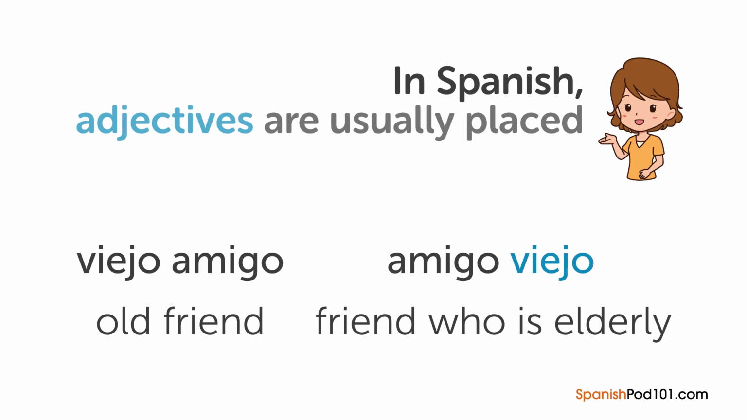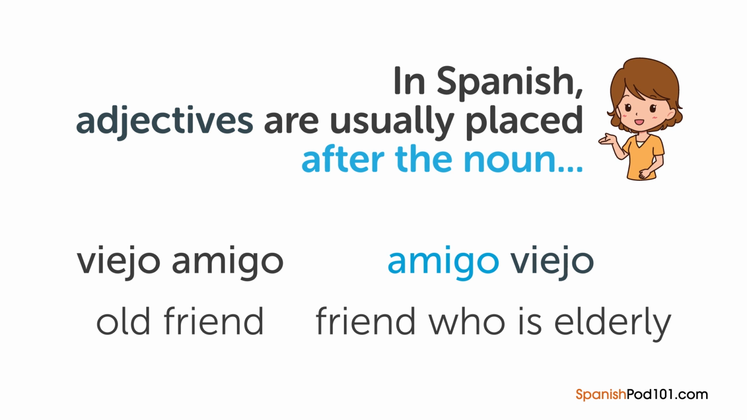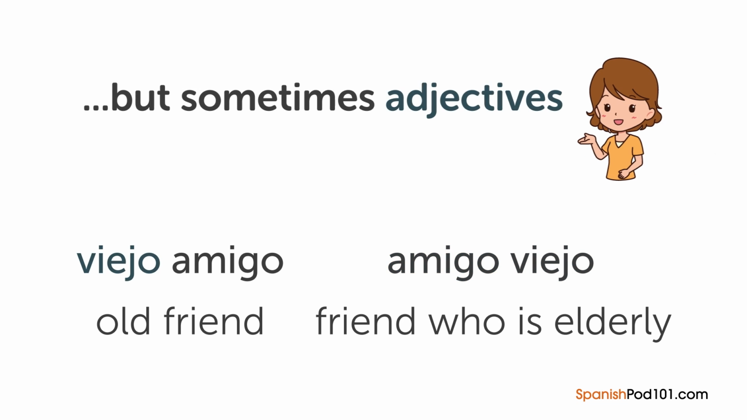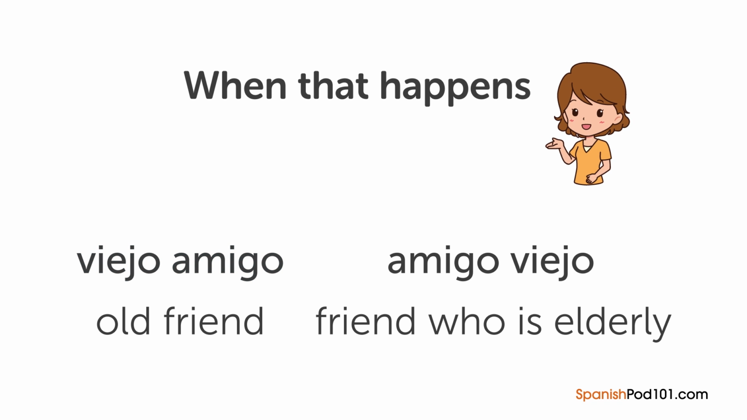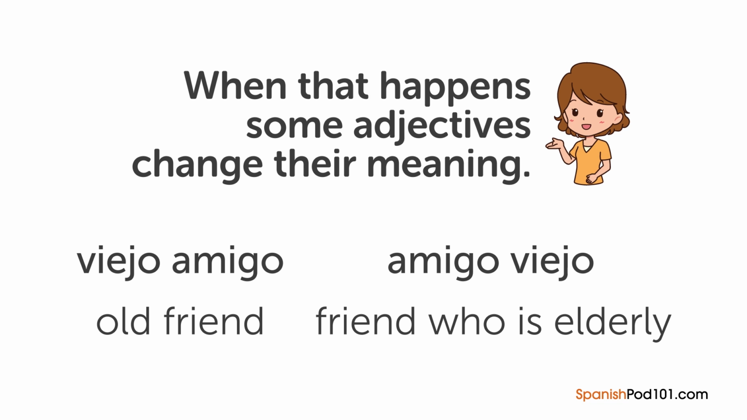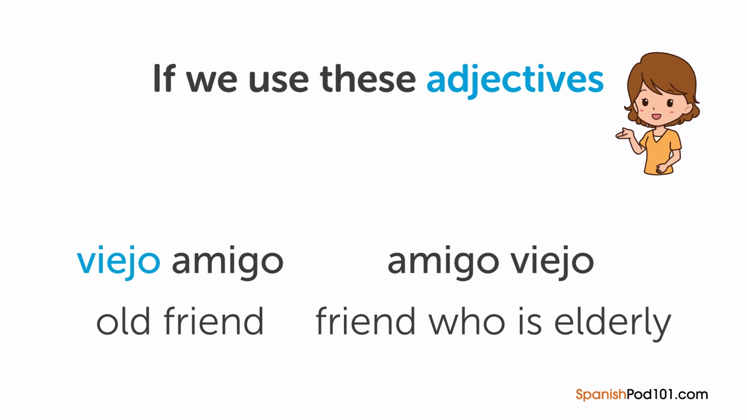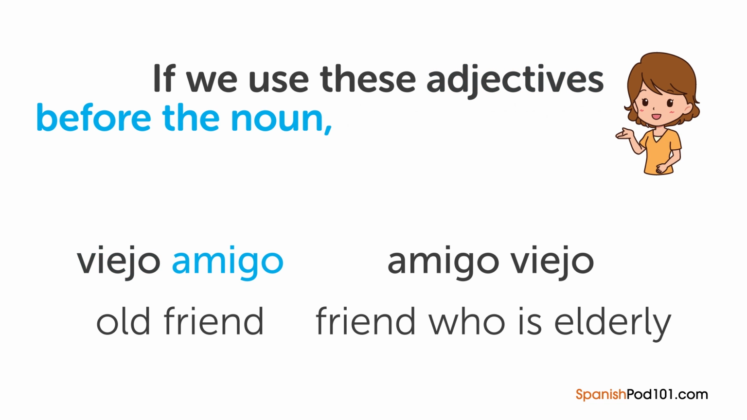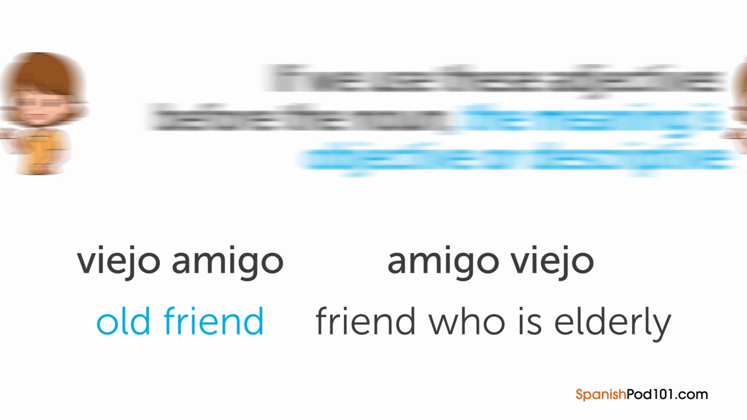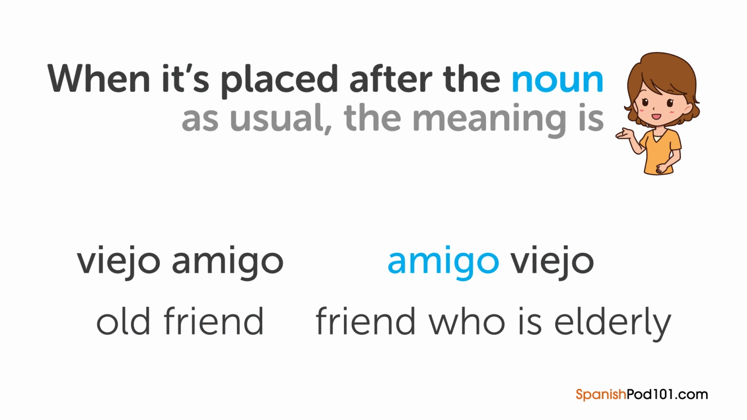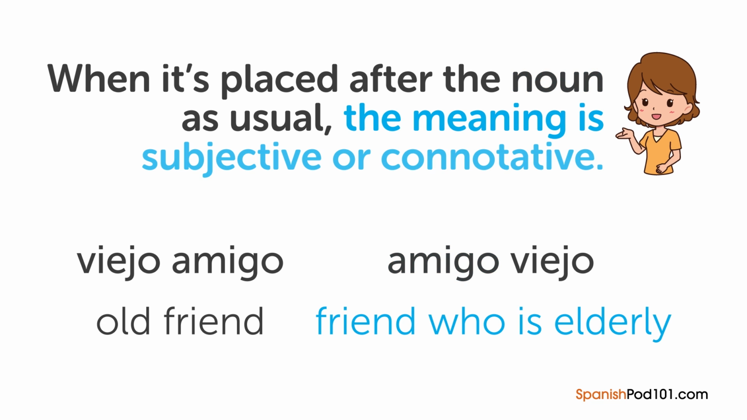The question for this lesson is: why is the adjective sometimes written before the noun in Spanish? In Spanish, adjectives are usually placed after the noun, but sometimes adjectives precede the noun. When that happens, some adjectives change their meaning. If we use these adjectives before the noun, the meaning is objective or descriptive. When it's placed after the noun, as usual, the meaning is subjective or connotative.